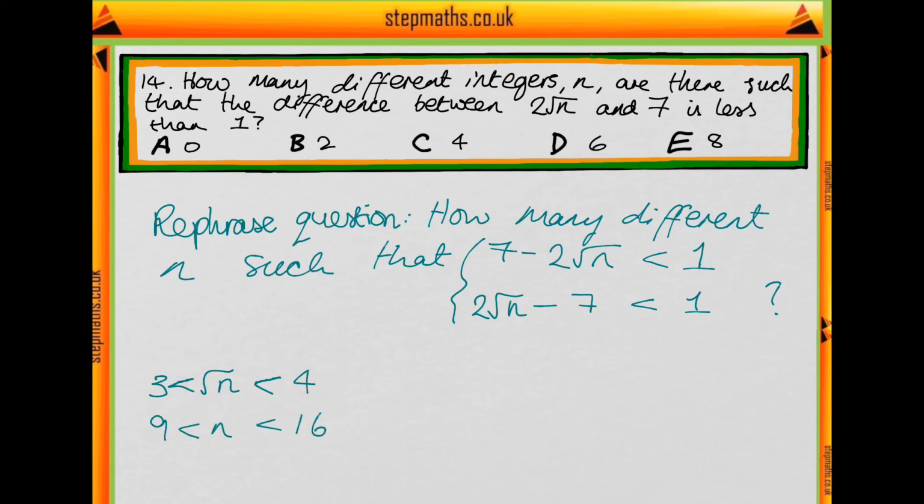So now all that's left to do is square it all. So we get 9 is less than n is less than 16. And so we want the number of different integers. So n has got to be strictly between 9 and 16. So we could have 10, 11, 12, 13, 14 or 15. And so there are 6 possibilities and our answer is D.